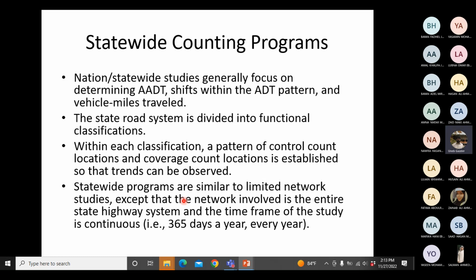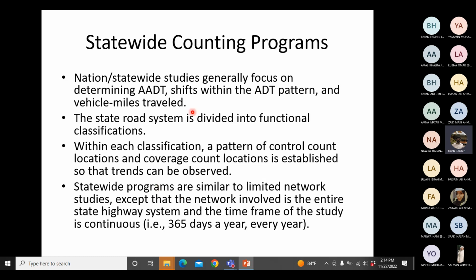Okay, so there are some differences between limited network and statewide program. First of all, the network itself: a limited network is obviously a small network. That's why we call it limited network. Statewide is the entire country. And the second thing is a limited network study is done once. So you did the study because the client told you, okay, I need the count for 1 week, and you did the study for this 1 week, and that's it. Your work is done. You don't need to do it again next week or the next year. But statewide counting programs keep on running throughout the year. So their count keeps on running.